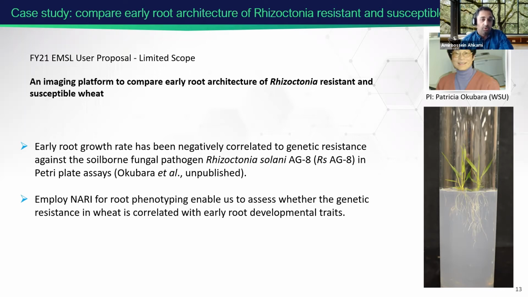But now we're employing NARI for root phenotyping, which will help us to investigate whether the genetic resistance in wheat is correlated with early root developmental traits. So the ultimate goal here is to predict disease resistance among unknown genotypes and possibly modulate genetic resistance by selecting for specific early root morphological phenotypes.